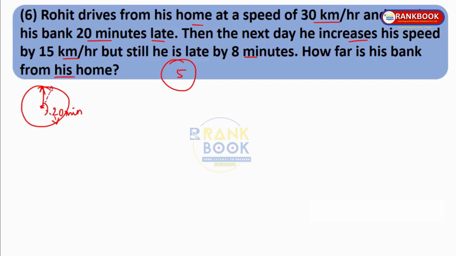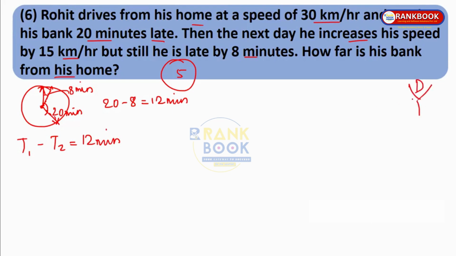So he is late by 8 minutes. So this is nothing but 8 minutes. What is the difference between this hand of the clock and this hand of the clock, or the time? That is nothing but 20 minus 8 equal to 12 minutes. So T1 minus T2 is 12 minutes.